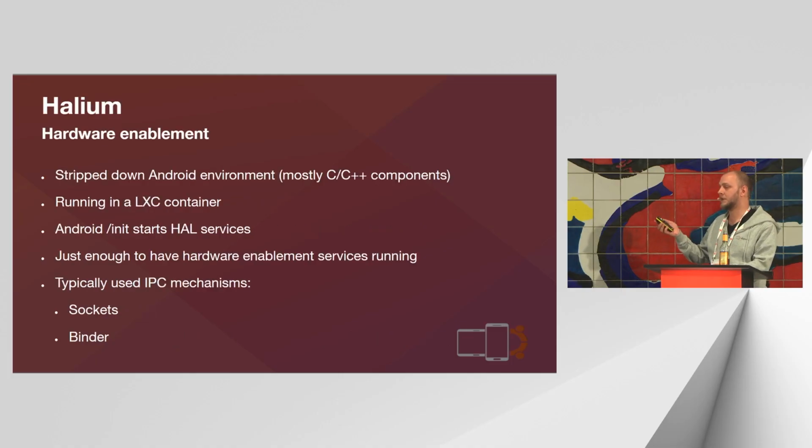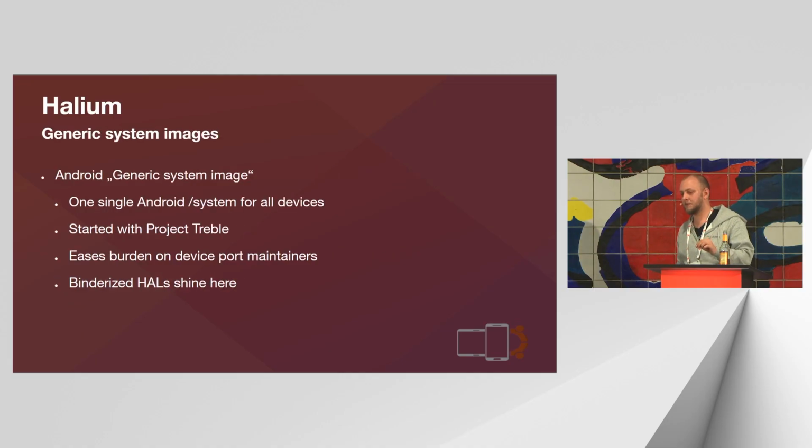This is another part which makes the all-Snap situation very hard to pull off. We have a stripped-down Android version, which is just getting rid of all the Java bits, running it in a libhybris container, starting Android init and its HAL services, just enough for hardware enablement to run. This means that we have these user-space services which talk to the kernel in a confined environment, and we talk to it either using sockets in some cases, or most importantly through binder, which is the IPC mechanism of Android, which I'm going to get into later.